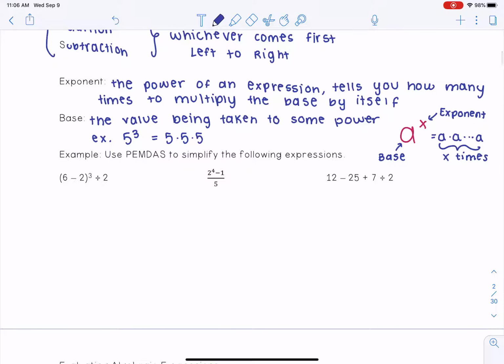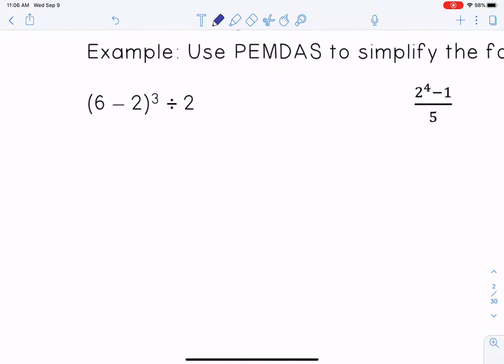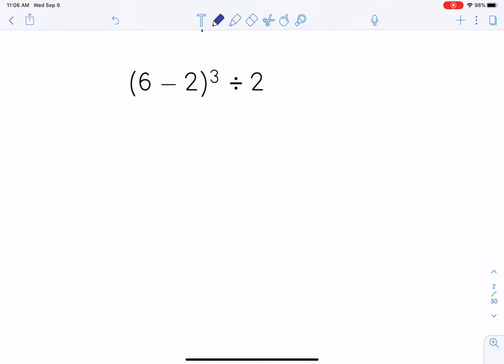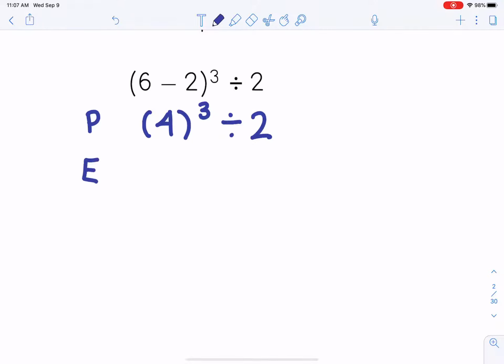So now we're going to use PEMDAS to simplify the following expressions. So let's take a look at this first example. We have (6 minus 2) cubed divided by 2. So we're going to start with our parentheses and simplify that first. In the parentheses, we see 6 minus 2. So we'll make that 4 cubed divided by 2. Now let's check if we have exponents. Well, I have an exponent right there with the 3. So I'll do 4 cubed, which is 4 times 4 times 4. Or on my calculator, I can plug it in, and it's 64 divided by 2.